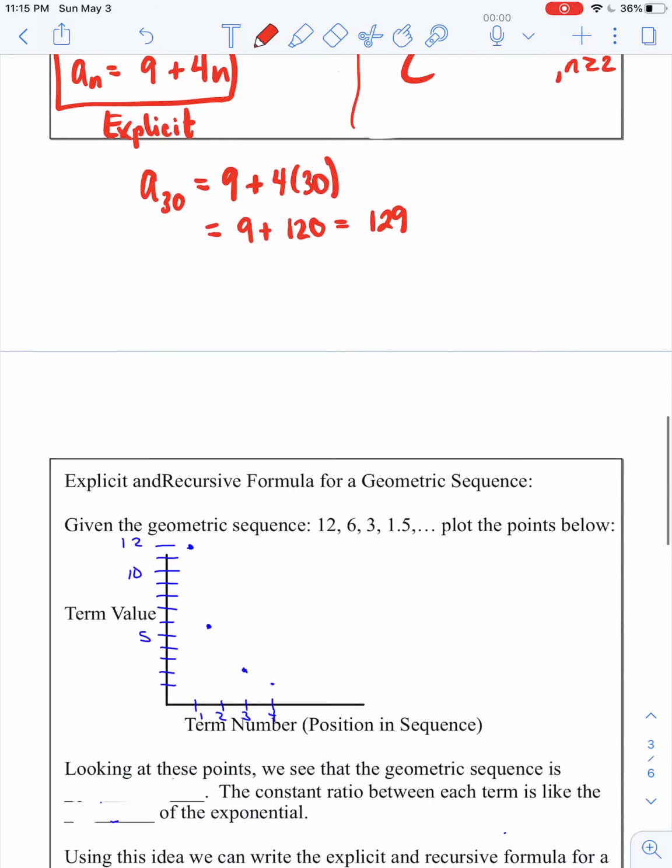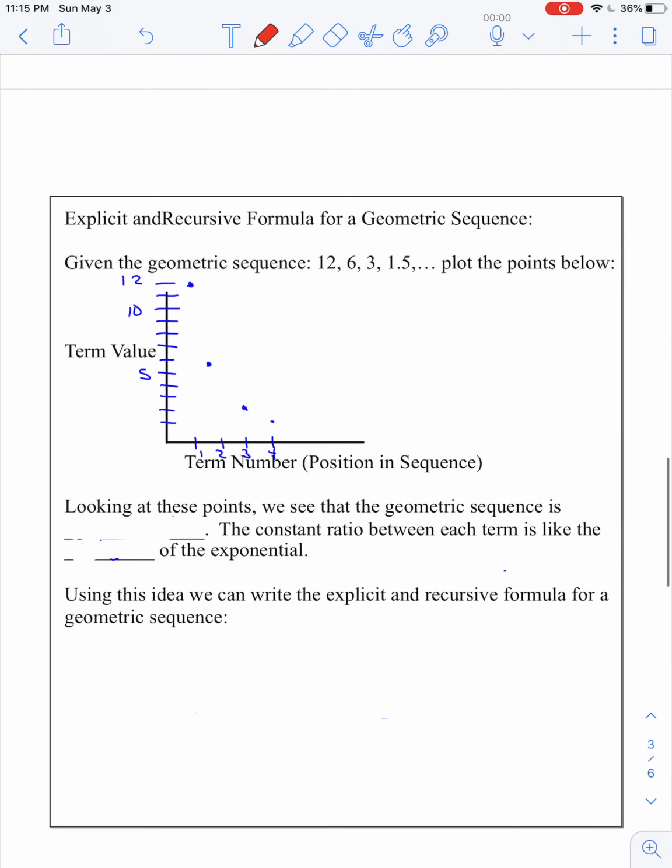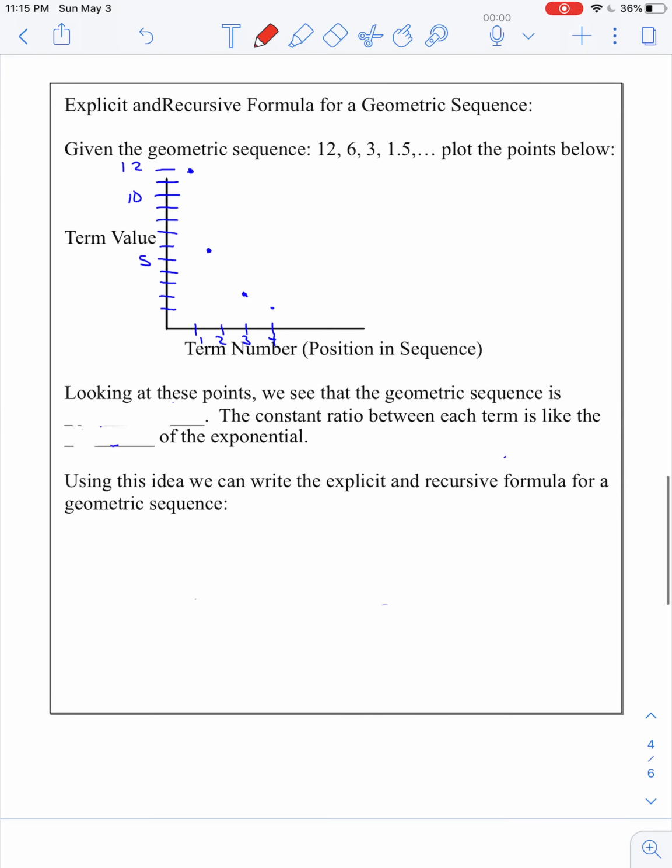Okay? All right, so let's also then take a quick look here at geometric. It shouldn't take as long because very similar ideas for the formulas and such. So when we plot these, we look at this, right? It started at 12, then it went to 6. So you were multiplying by a half each time, right? So that makes it geometric, because you're multiplying by the same ratio each time.